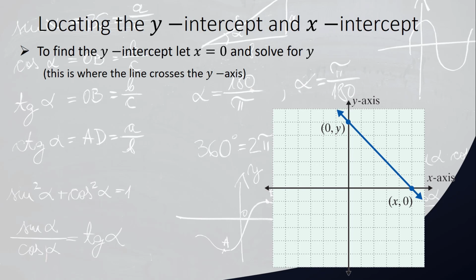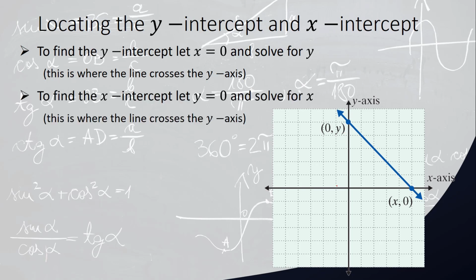To find the y-intercept, we need to get onto the y-axis, and we do that by letting x equal 0. And then when we solve for y, we can figure out where that line is going to cross the y-axis, and we call that the y-intercept. Similarly, to find the x-intercept, we have to get on the x-axis, and we do that by letting y equal 0. And then we solve for x, and when we do, we will find that point where the line crosses the x-axis, and that is called the x-intercept.